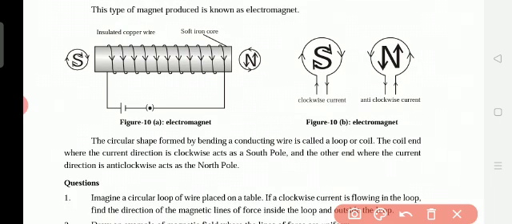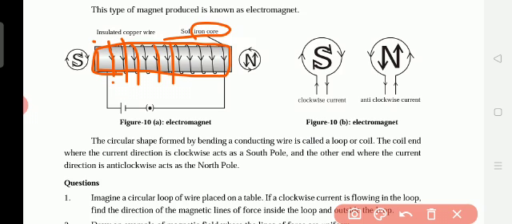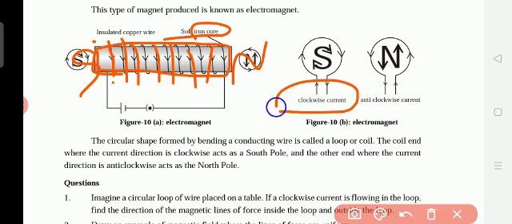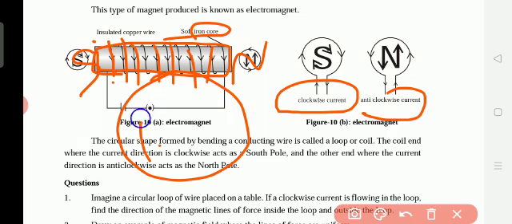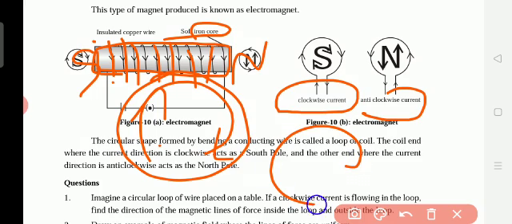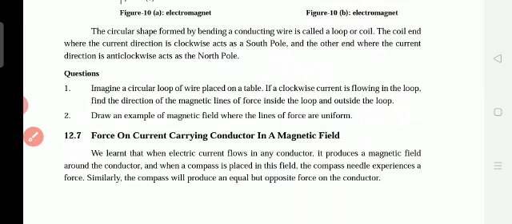Now you see this is the solenoid. Inside this is the bar magnet, insulated copper wire, soft iron core. This is the iron core, the original pure iron metal, called a soft iron core. Around this some copper wire is wound. This is the south side and the north side. The south side will show clockwise current and the north side will show anti-clockwise current. Clockwise means it will go like this. Anti-clockwise means it will go like this.